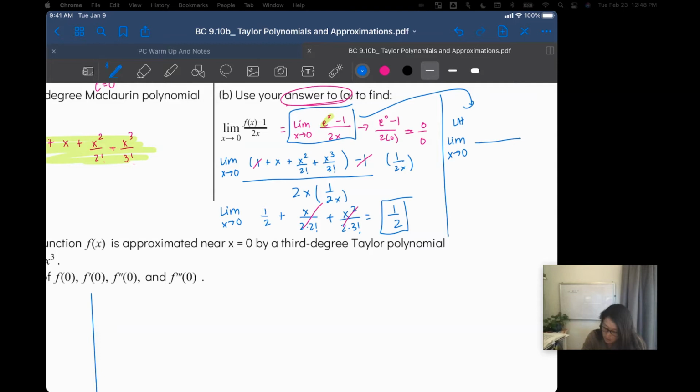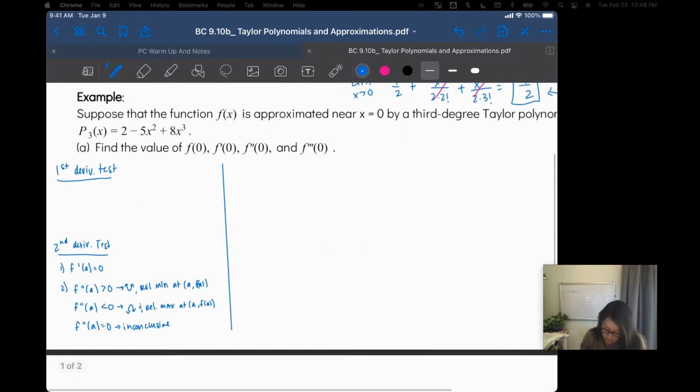Let's take the derivative of the numerator. The derivative of e to the x minus 1 is e to the x, and the derivative of 2x is 2. I'll go ahead and direct substitute in e to the 0 over 2, which gives me 1 over 2. Matchy, matchy. Yeah. All right.